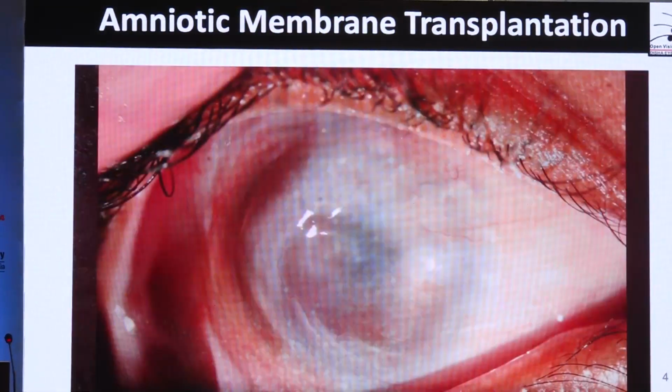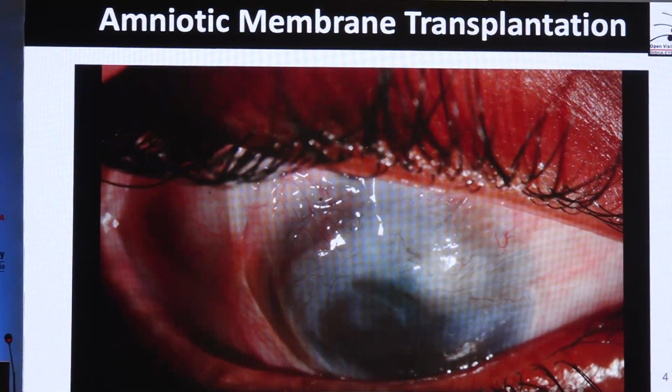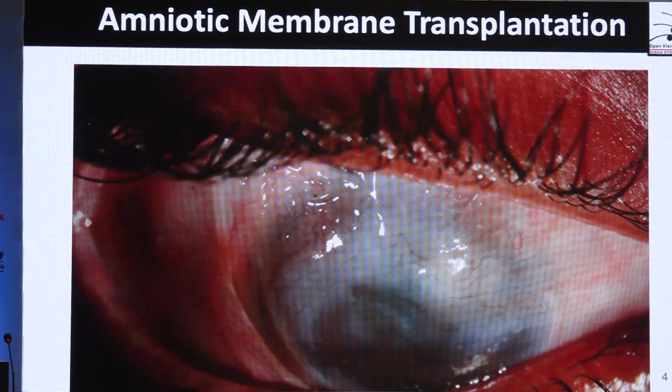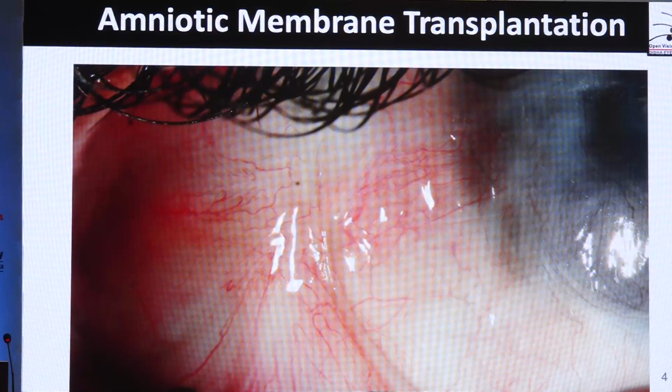So this is the picture after 6 months. There is no symblepharon or anything like that, and there is no abduction or adduction defects, no ocular restrictions, anything like that.